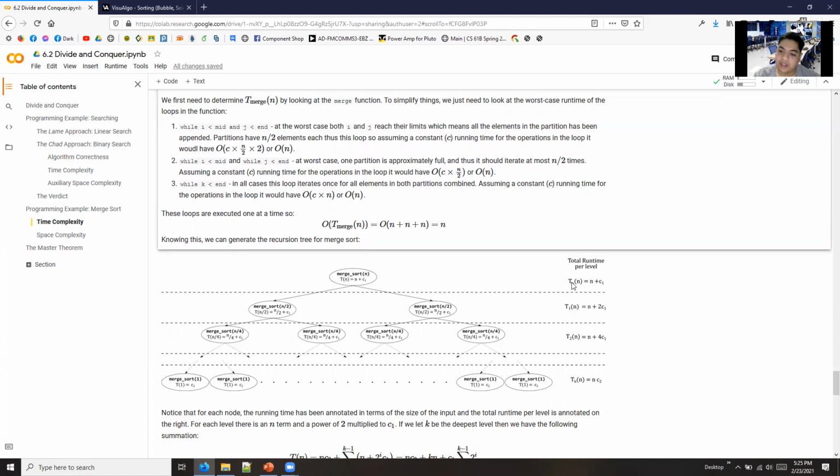So for the 0th level, we have n plus some constant c1. Then for level 1, we have n plus twice the constant runtime. Then for level 2, we have n plus 4 times the constant runtime. So we can expect that the coefficient is actually a power of 2, or 2 raised to the current level of our recursion tree.